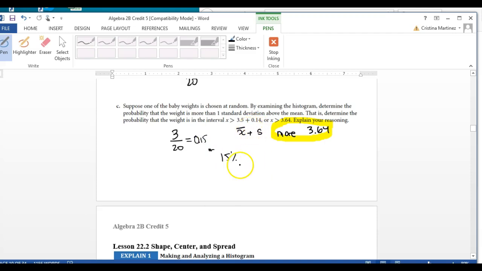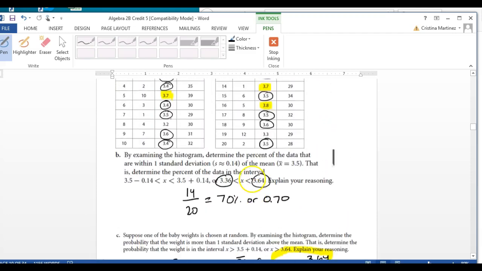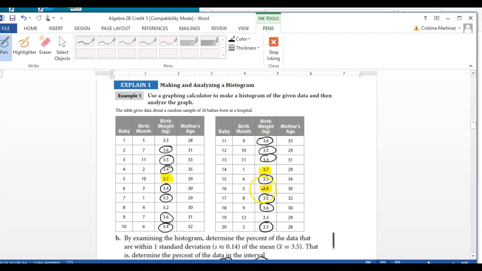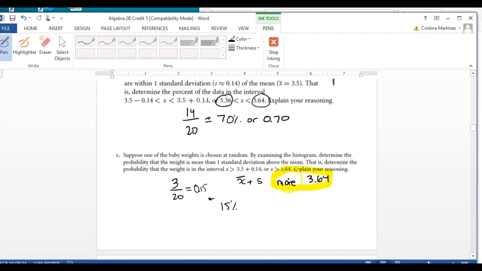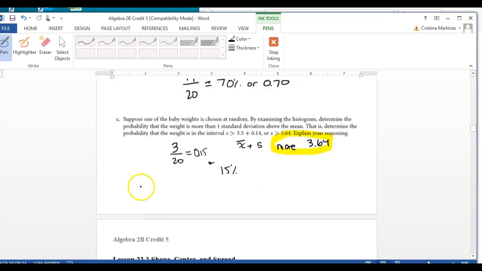So 15% of the babies weigh more than 3.64 because we only found about 1, 2, 3 that were above that range. All right, let's go on to part B.